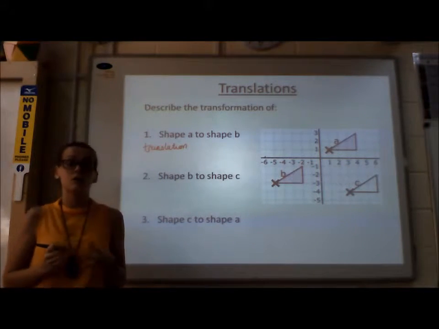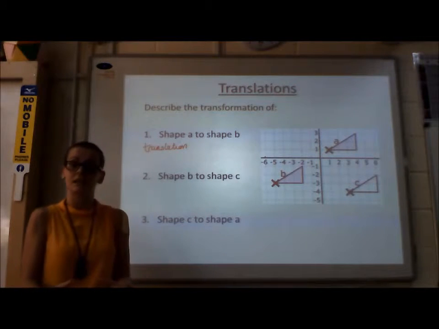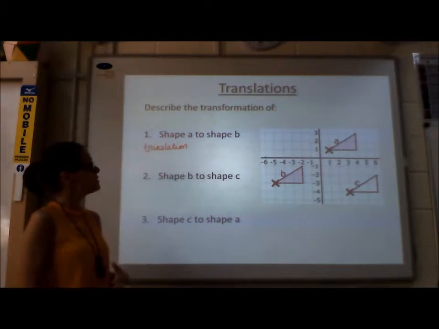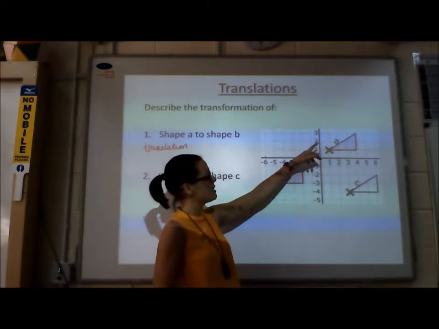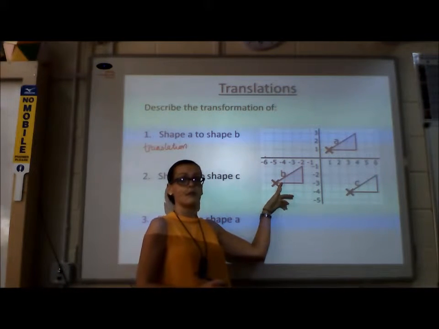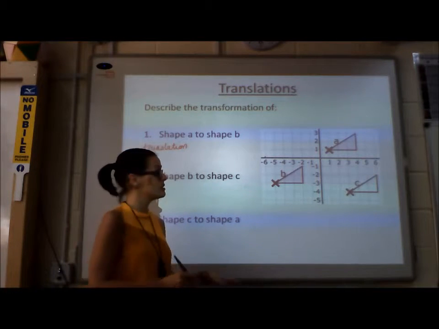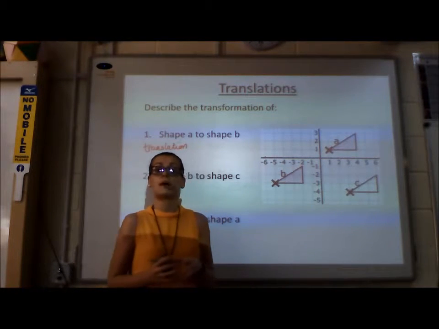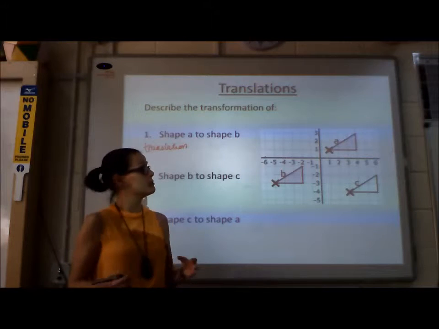And I've got 2 options. I can describe that translation in words if I want to. So let's do that first. I'm starting at shape A. I'm finishing at shape B. I'd recommend you always pick a corner. So I've already indicated which corner I'm going to look at and see how it's moved.